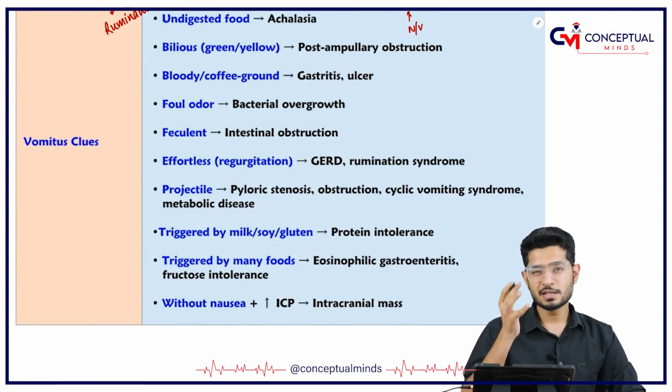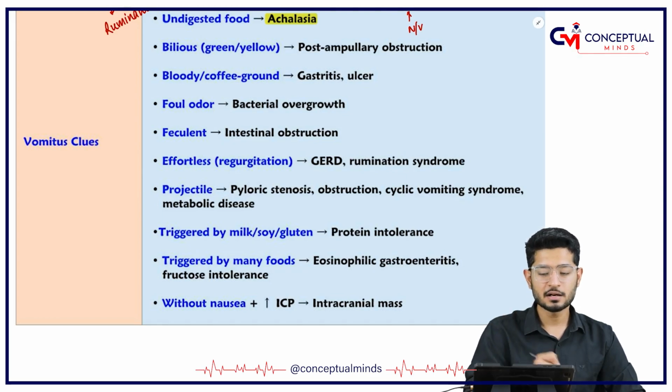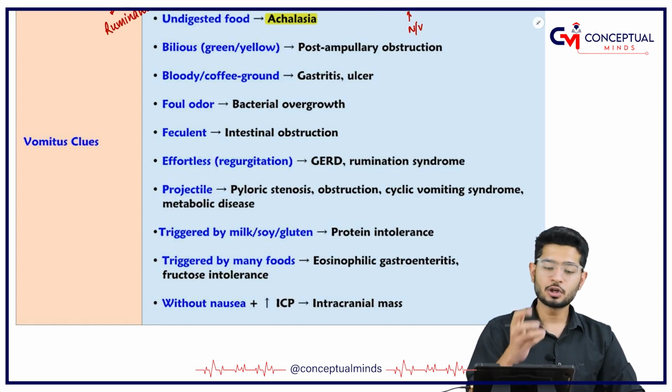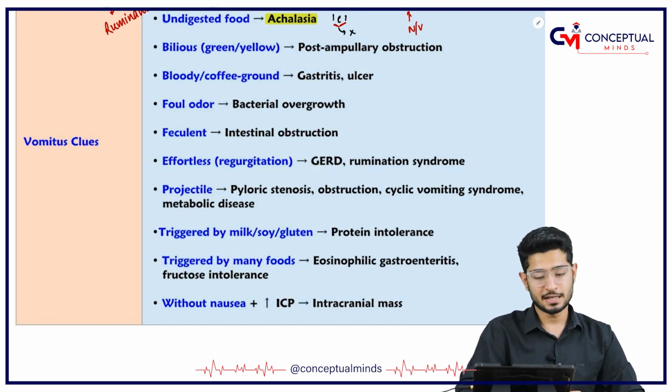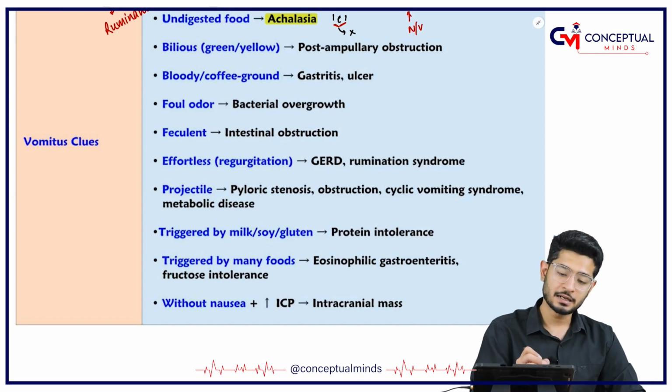Okay, so if there is undigested food coming out in the vomitus, that means it's achalasia. Okay, that means it's achalasia where your sphincter tone is going to get increased, and the sphincter tone is increased. That means the entire food is going to be there inside the esophagus and it's not going down into the stomach, so it becomes undigested. It is not digested, it is undigested.